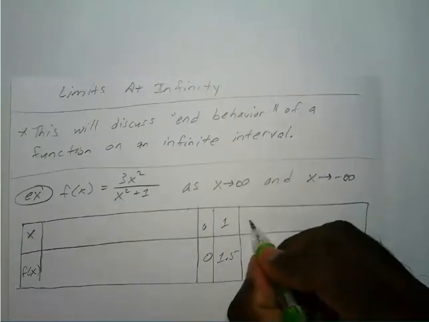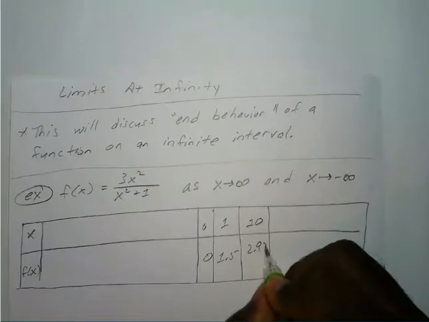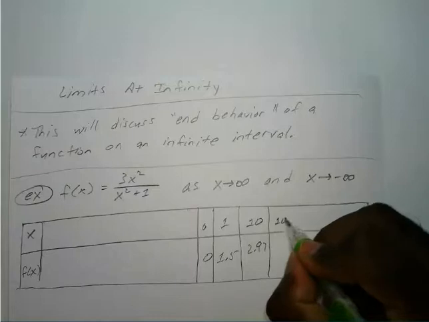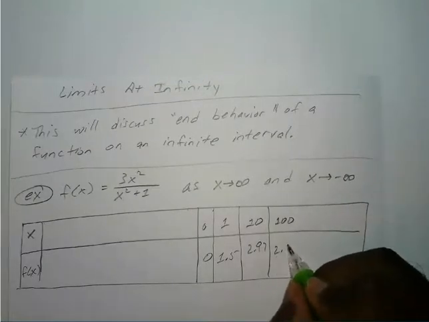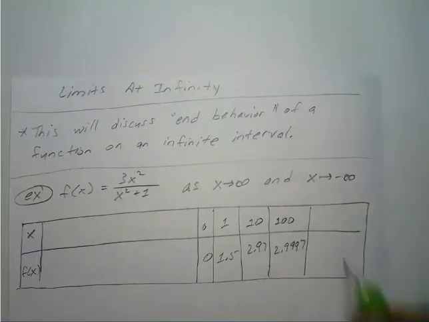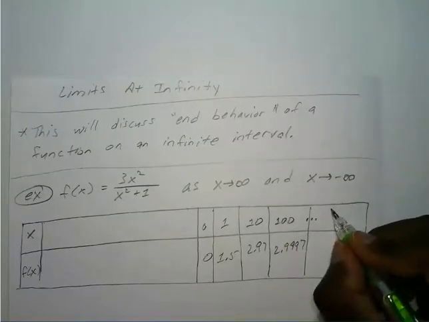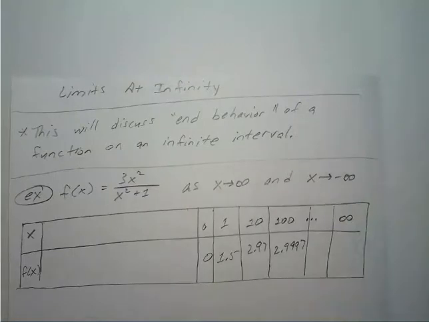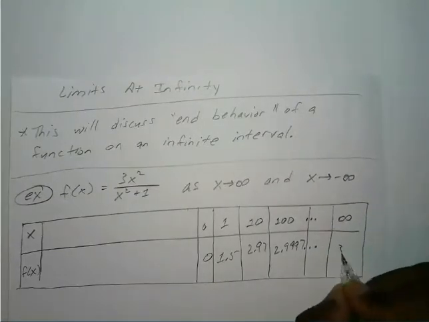You plug in x equals 10, you'll get 2.97. You plug in x equals 100, you'll get 2.9997. If you keep plugging in numbers bigger and bigger as you get closer to infinity, you just keep getting closer and closer to the number 3.